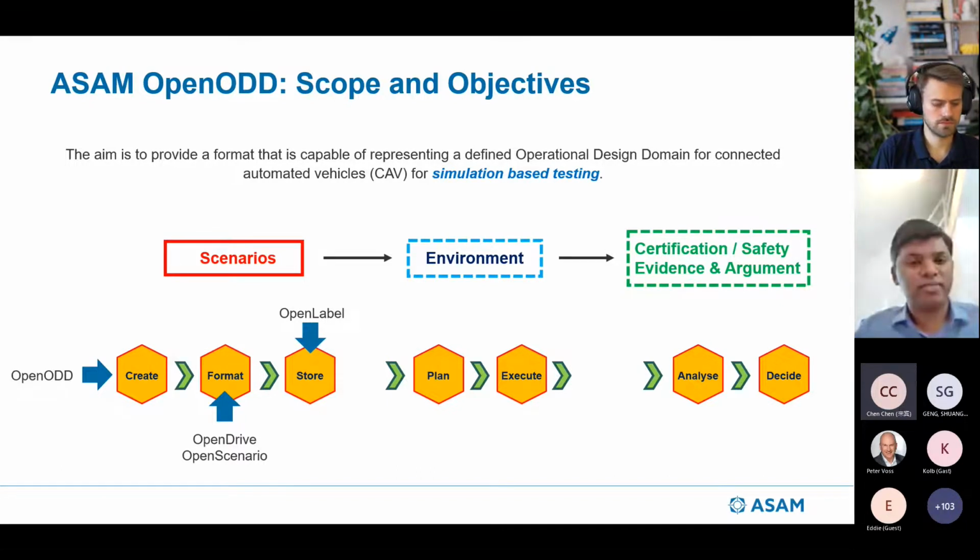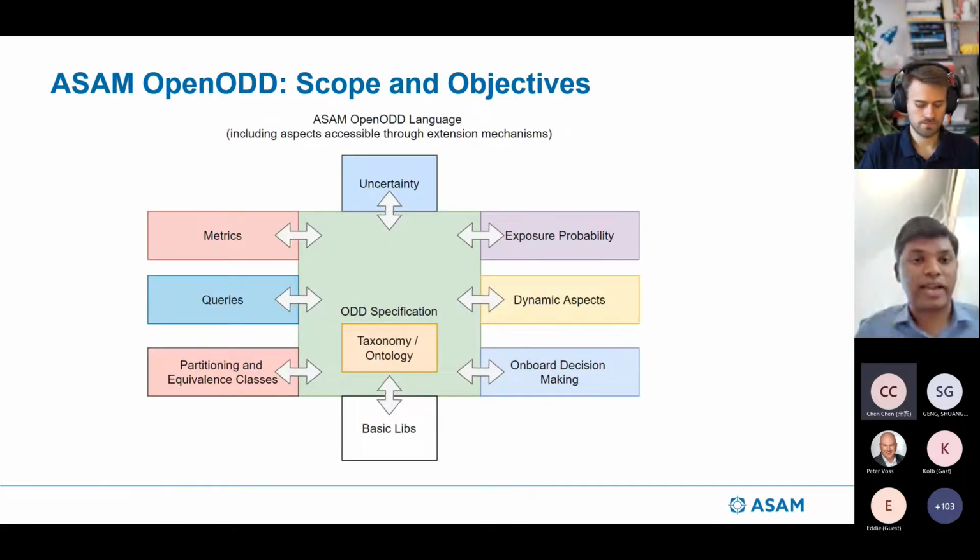What does that mean in terms of the different types of features that we need for a language? We came up with this figure as a project group as to what we would like to achieve if we had infinite time and infinite resources for ASAM OpenODD. So we created all these features that we would like to have. Obviously, we don't have infinite resources and infinite time, so we had to pick and select which ones we absolutely would like to do in the first version of the concept paper and the standard.